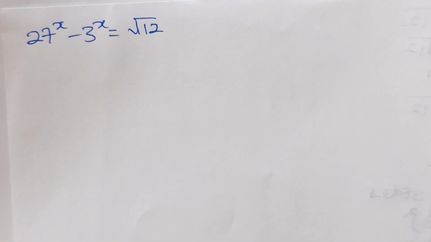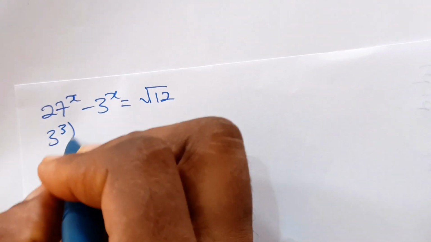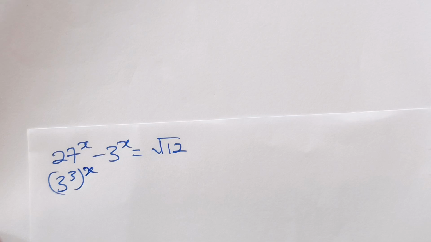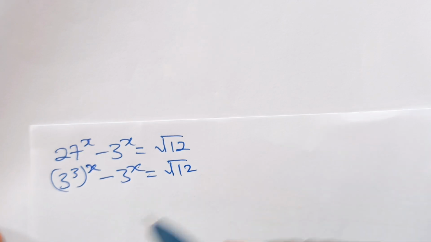Everyone, let's solve for x. First, we can express 27 as 3 to the power of 3, raised to the power of x, okay? Then minus 3 to the power of x is equal to the square root of 12.